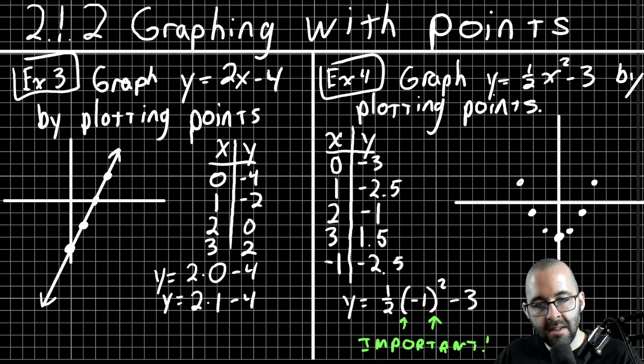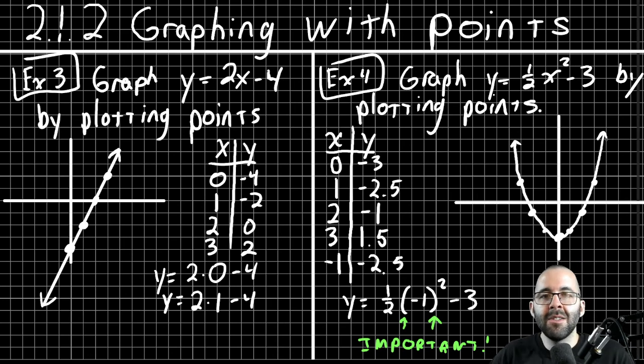What you're going to get is something that looks pretty symmetric. And then it'll look something like this. You've got a parabola on our hands. And again, write those arrows, and that's the function. And there we go. That's graphing with points.